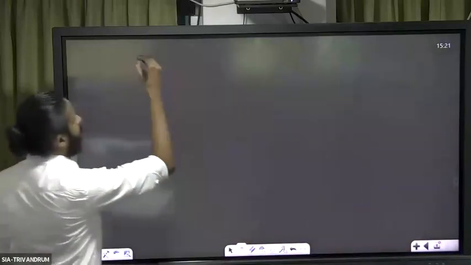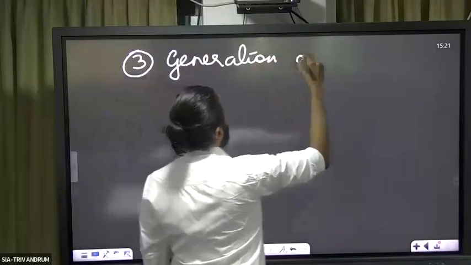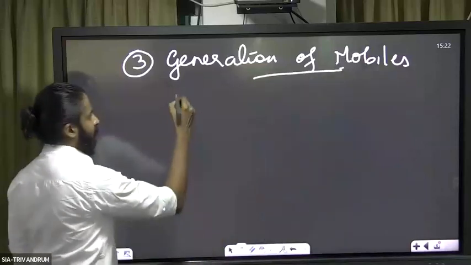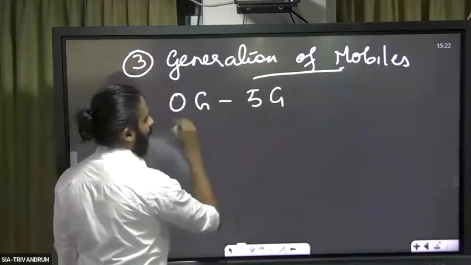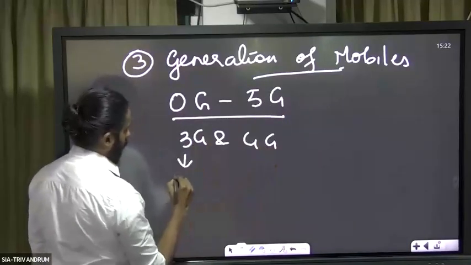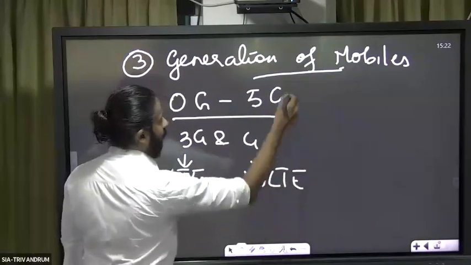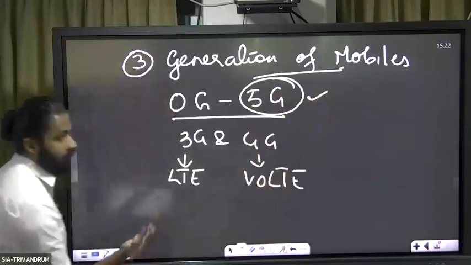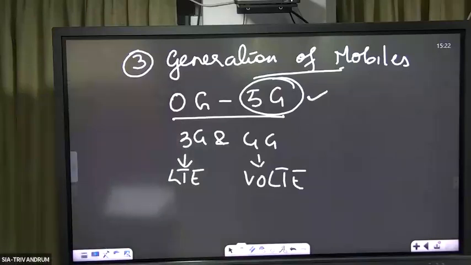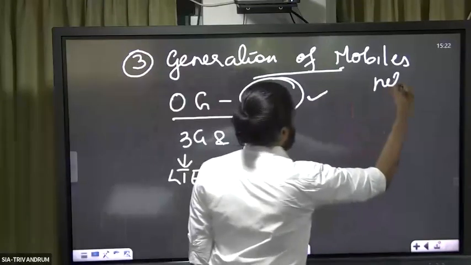Then in ICT, generations of mobiles. This is another area. The different generations, starting from 0G to 5G, out of which they have already asked 3G and 4G. They have already asked LTE and voice over long-term evolution. So this year, or next year, somewhere down the line, they will pick up 5G. This is another area you should focus on: generations of mobile phones, mobile networks.